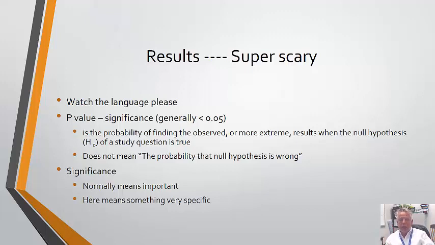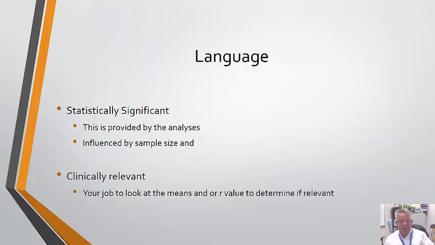Now, we talk about it being statistically significant. So if it's less than 0.05, it's statistically significant. That's different than how we use significant in everyday language. In fact, I used it earlier, saying this is significant. It normally just means that it's important. Now, when I say statistically significant, it means something very specific. Statistically significant is provided from the analysis, and it just means my p-value is less than 0.05.